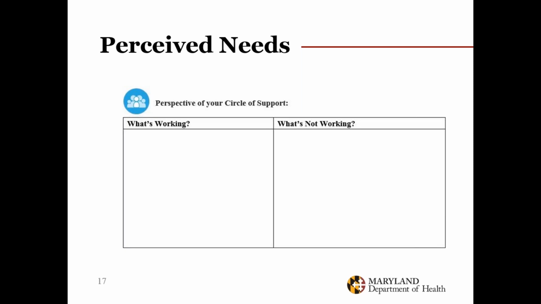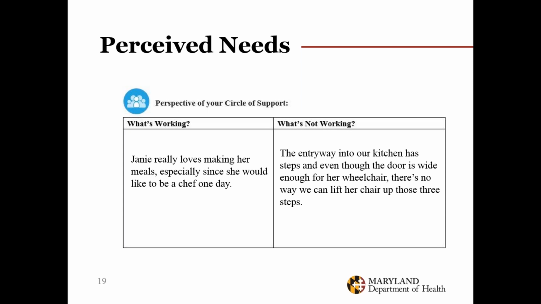Janie's circle of supports confirm what she has shared. "Janie really loves making her meals, especially since she would like to be a chef one day. What's not working is the entryway into our kitchen has steps, and even though the door is wide enough for her wheelchair, there's no way we can lift her chair up those 3 steps." Again, it is important to get a good picture of what is working and not working from both the person's point of view and those that know them best.